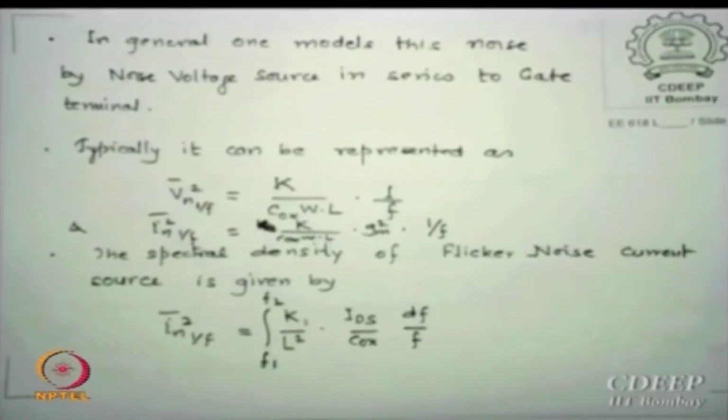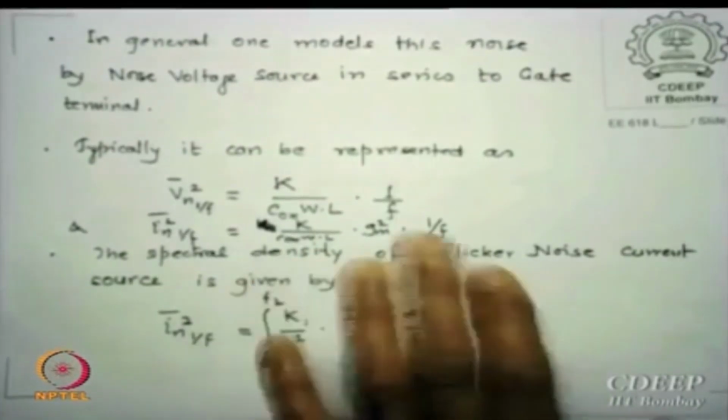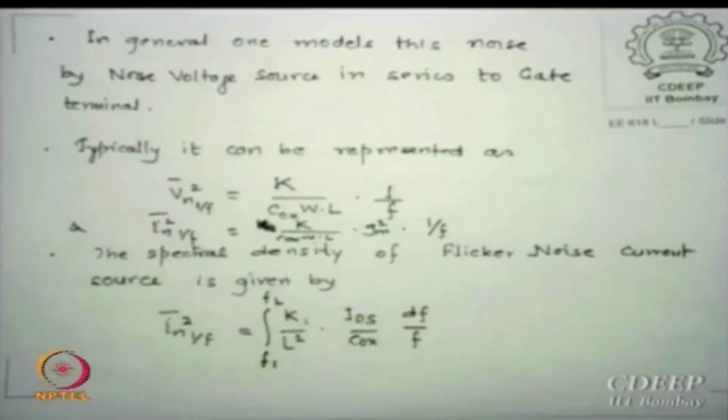Cox is the oxide capacitance per unit area. W is the width of the channel, L is the length of the channel, and 1/f is the frequency. Since for a given current biasing everything else remains constant, you can see the current noise source is proportional to 1/f. However, if you are looking for spectral density, you must integrate it because that is always used per something. So now integrate from f1 to f2, df by f.